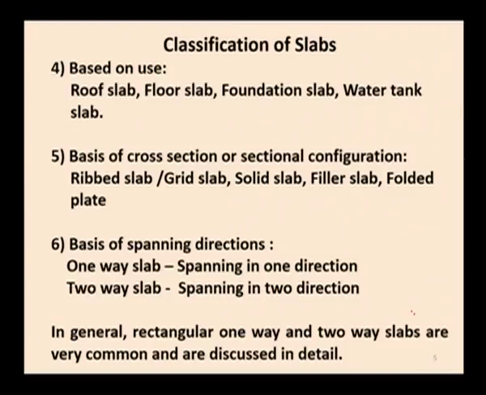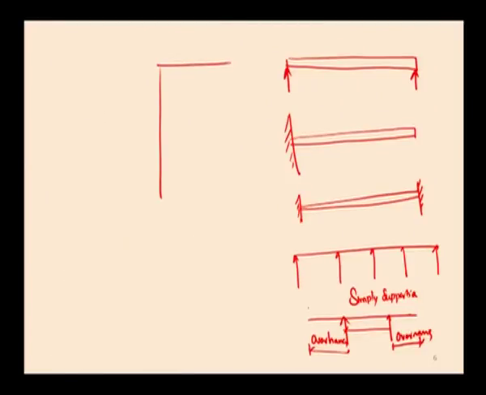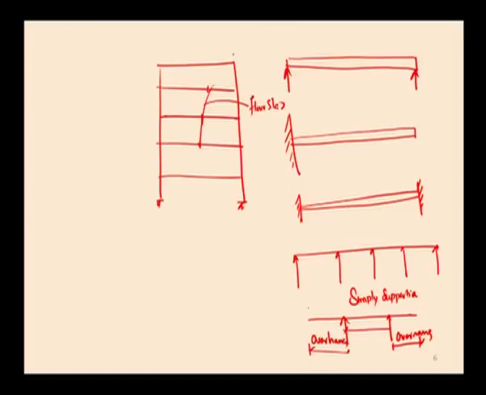Now, next, based on use, it is a roof slab, floor slab, foundation slab, or water tank slab. Normally, in the case of a building having more than 2 floors, the intermediate slabs are called floor slabs, and the final slab, which is provided at the top, is called the roof slab.